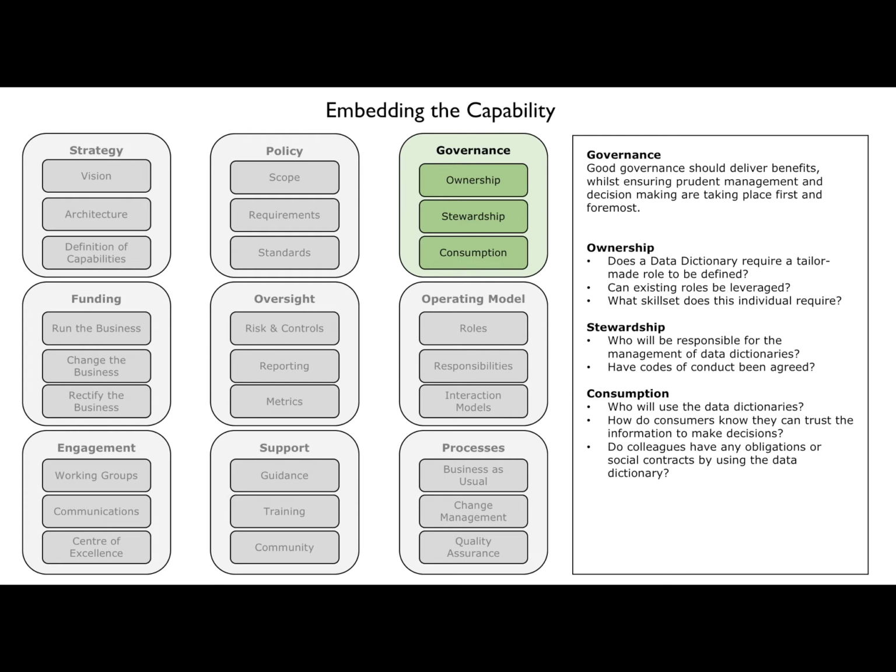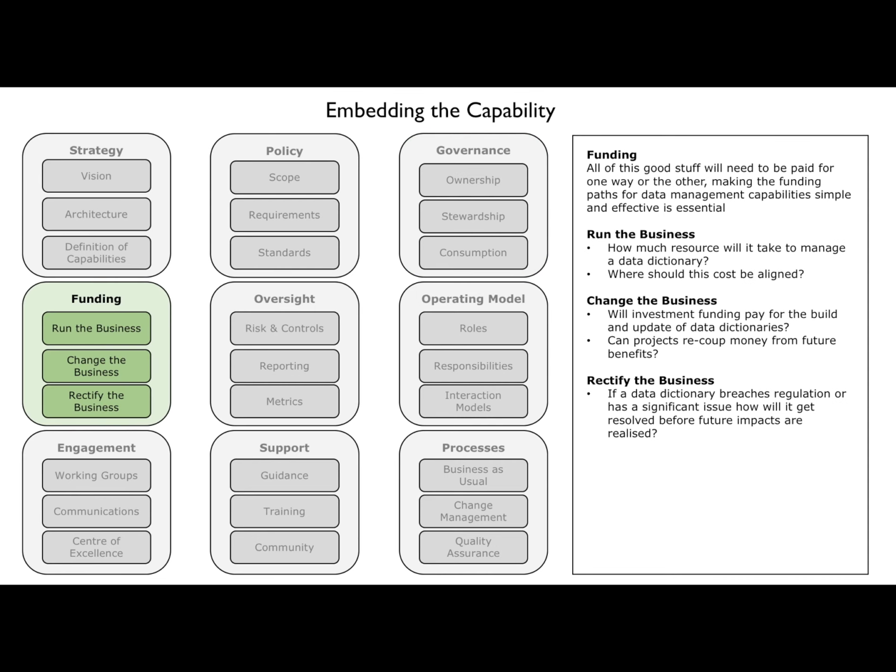Governance. We need to think about the classic examples of ownership and sign-off and approval, and also the people who will be working day to day, the stewardship, what responsibilities and sort of good practice codes of conduct do they need to follow. And for the consumers, the people who are going to use these data dictionaries afterwards, how can they know they're trusted, and how do they know they're not going to be on the hook if they do trust them and they're not quite right?